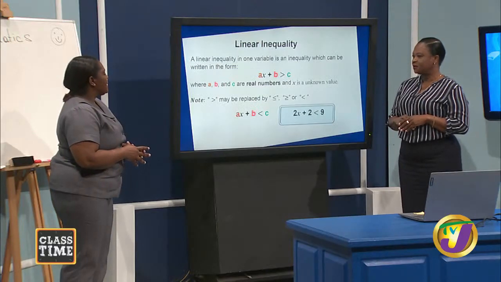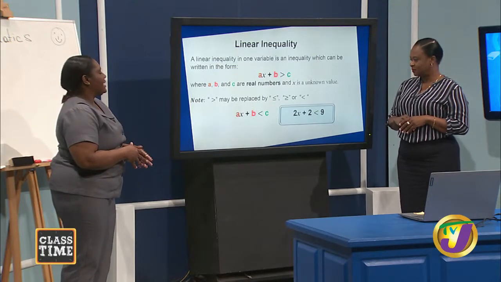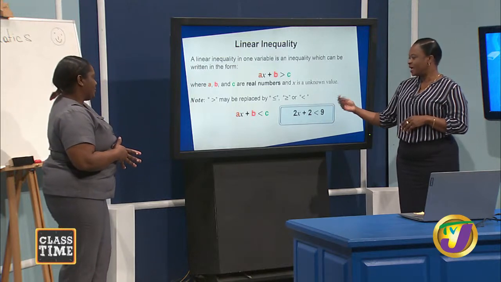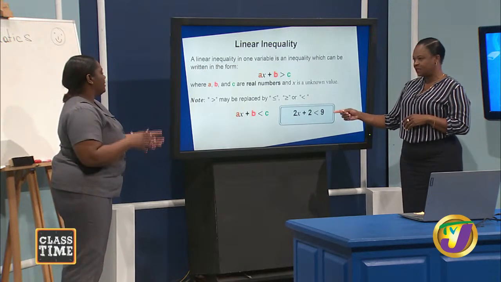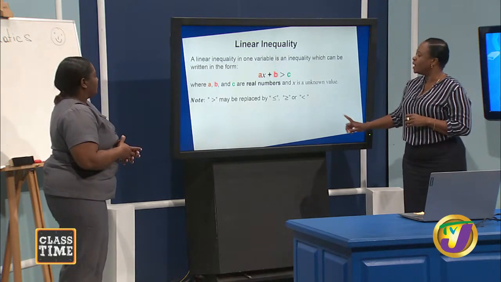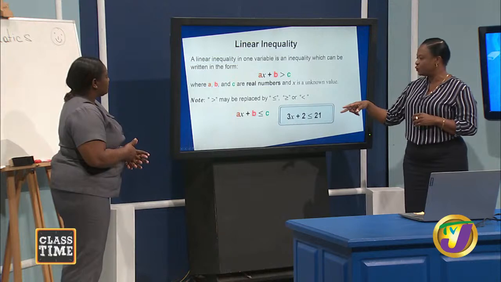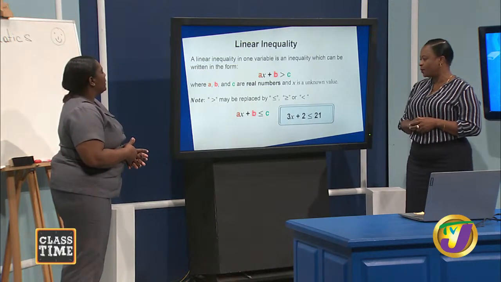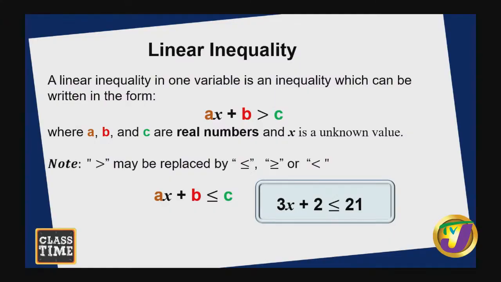And the example is 2x plus 2 is less than 9. Whatever value 2x added to 2 gives, it should be less than 9. And if that is true for those two, then here we have another example: ax plus b is less than or equal to c, and the example is 3x plus 2 is less than or equal to 21.